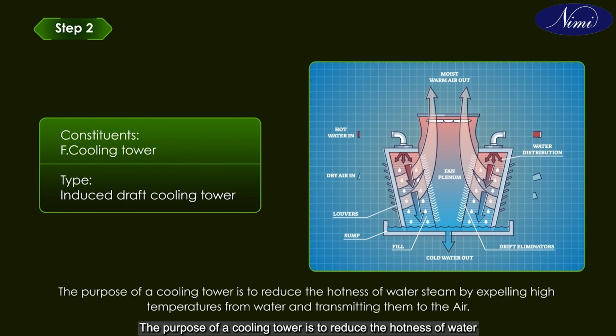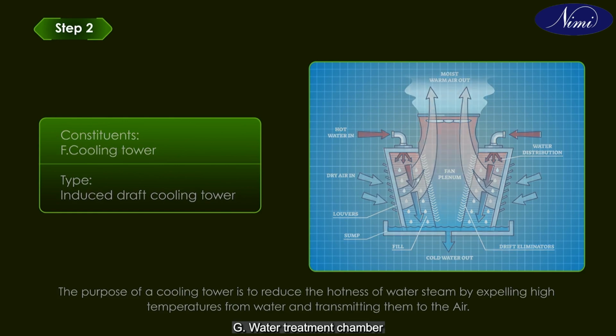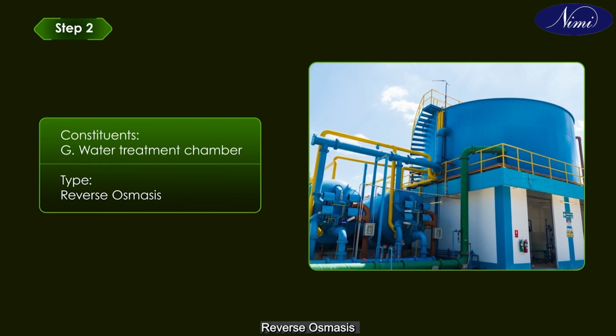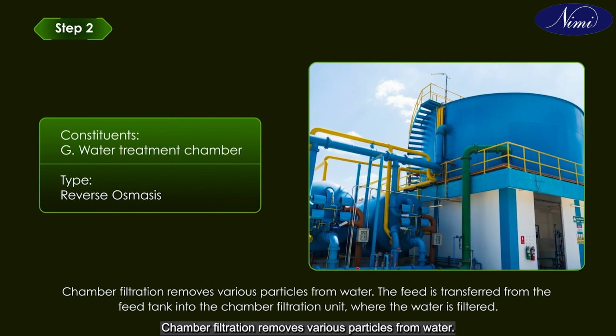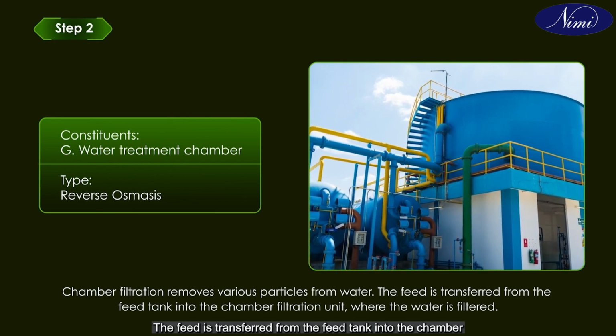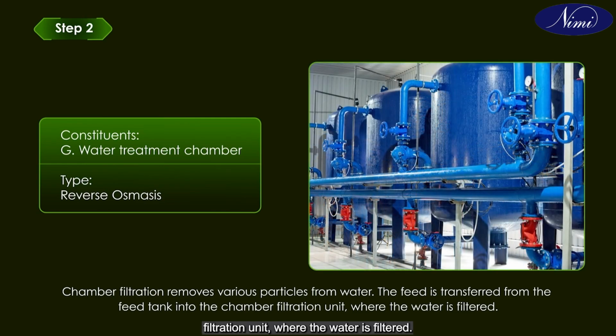The purpose of a cooling tower is to reduce the temperature of hot water by expelling heat from the water and transmitting it to the air. G. Water treatment chamber. Reverse osmosis. Chamber filtration removes various particles from water. The feed is transferred from the feed tank into the chamber filtration unit where the water is filtered.